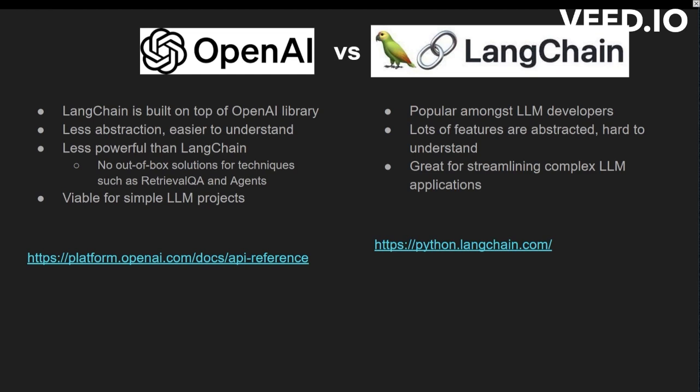Langchain is very popular amongst LLM developers. There's lots of features that are abstracted, so this makes it hard to understand. However, overall, it's great for streamlining larger, more complex LLM applications. So I provided links below so you could check out their native documentation.